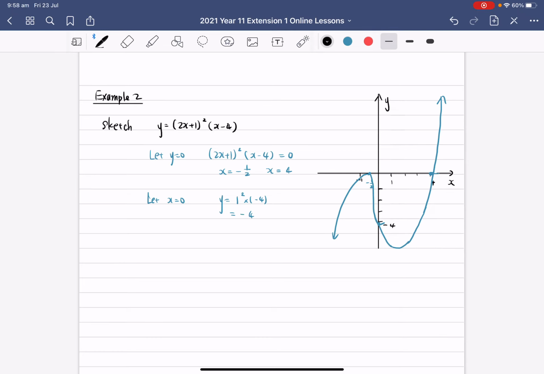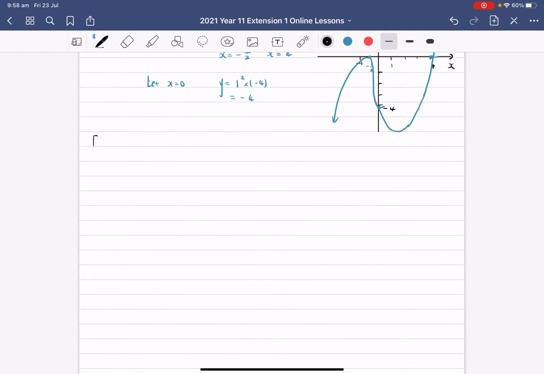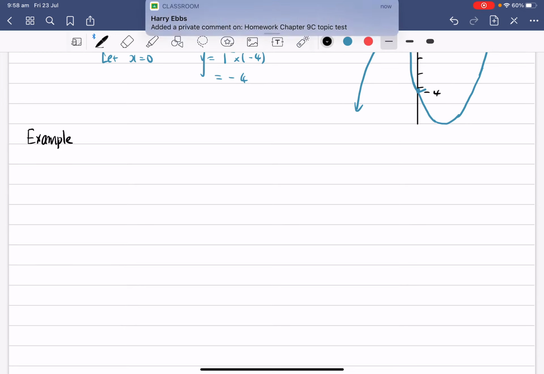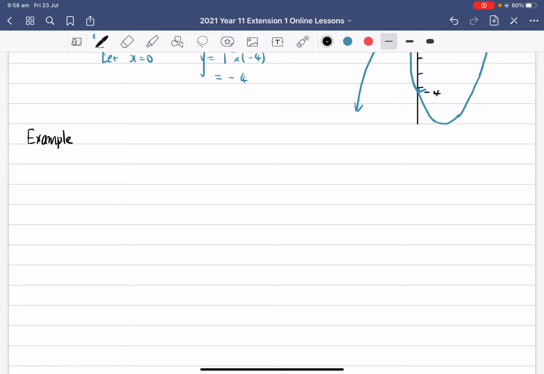Now what I'd like to show you is a question where the leading coefficient is negative, and we also have a power of 3. How do we sketch it? Let's have a look. We're going to sketch this question here: y equals (x plus 2) squared times (3 minus x) to the power 3.